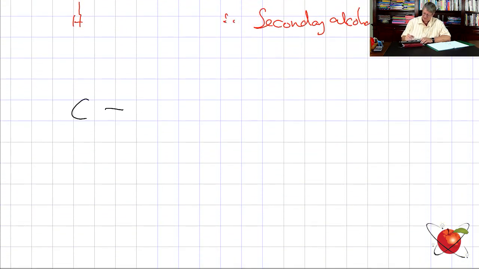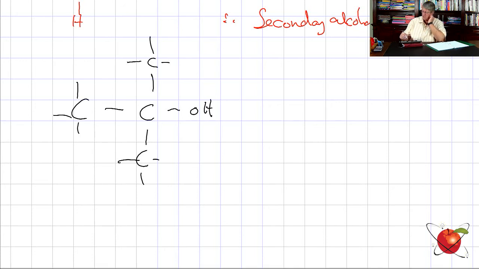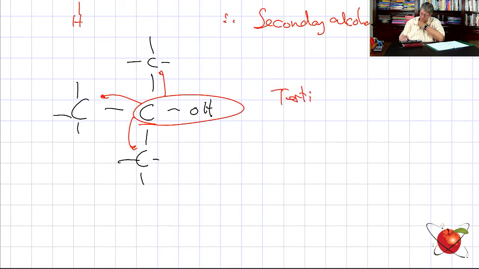So let's do this. C, C, C, like this. OH. Okay, C. Can I just tidy that up a bit? C, like so. Like that. So I say, I found my first. There it is. And I look and it's linked to 3. So this is a tertiary alcohol. Let us name them.